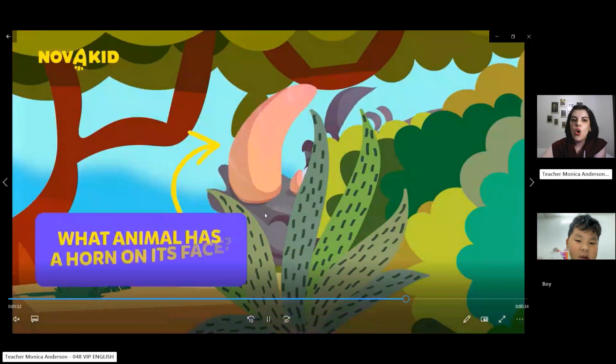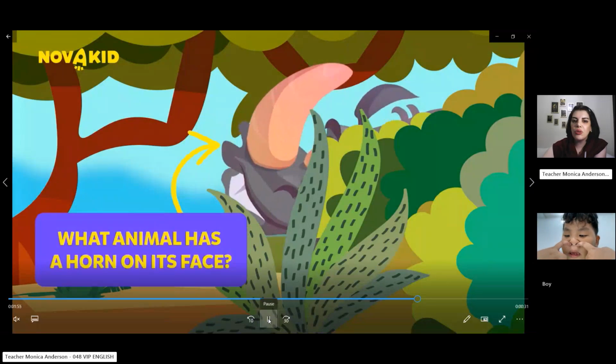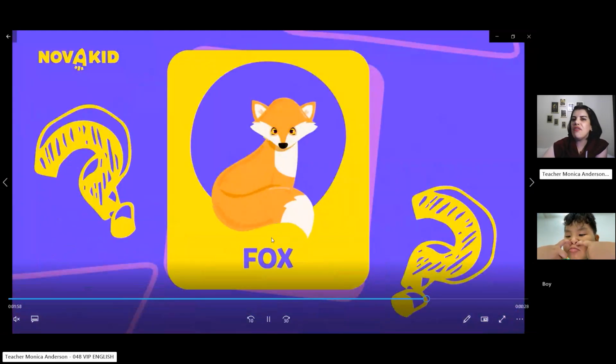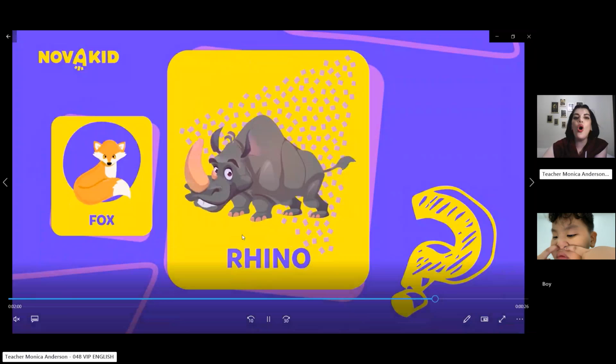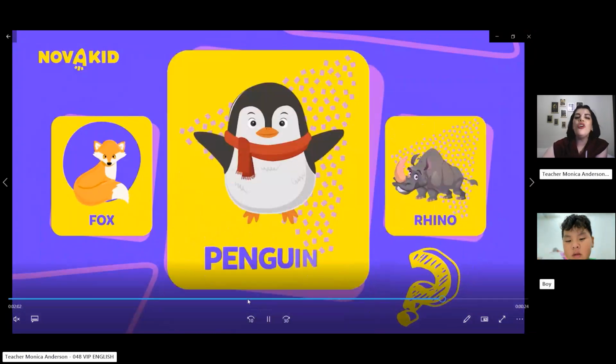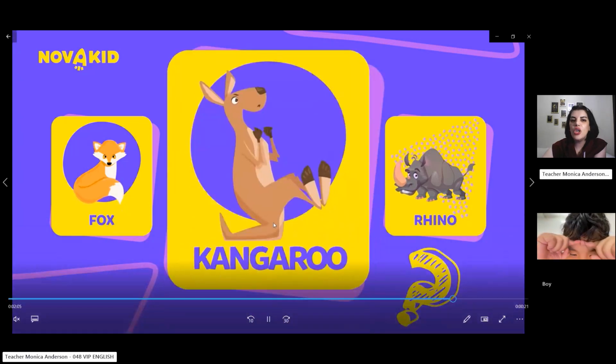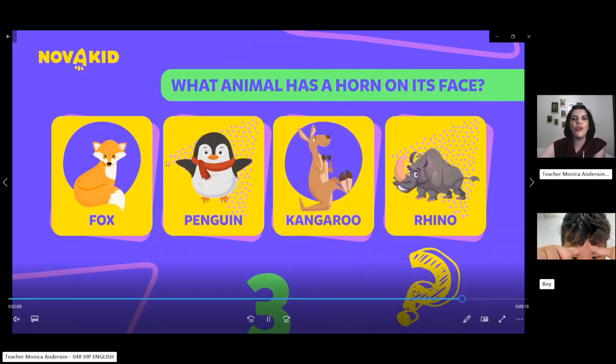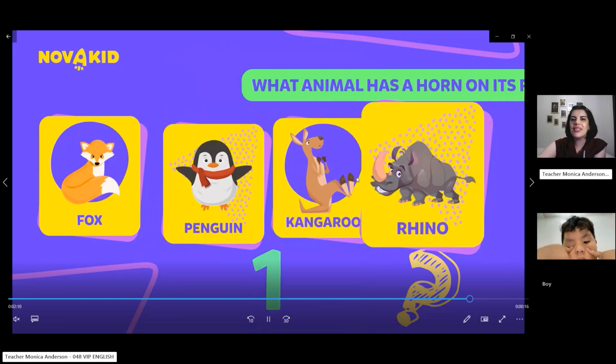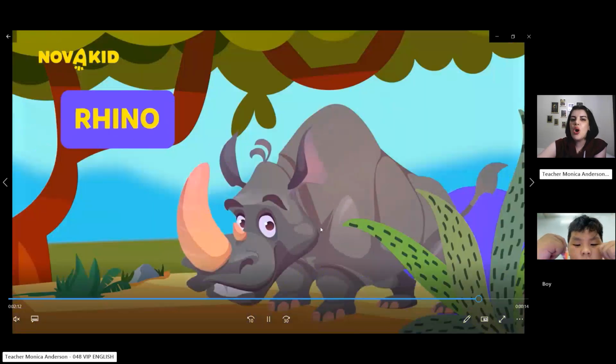Okay, let's see. What is this? Let's see. It's a fox? No. Oh, it's rhino? Or penguin? Rhino. Yes. It's rhino, say? Say rhino. Yeah. Yes, look. Oh, no, it's not kangaroo. It's rhino.